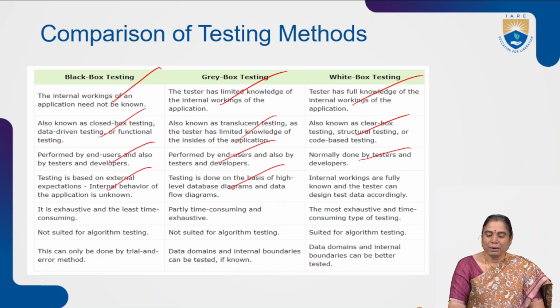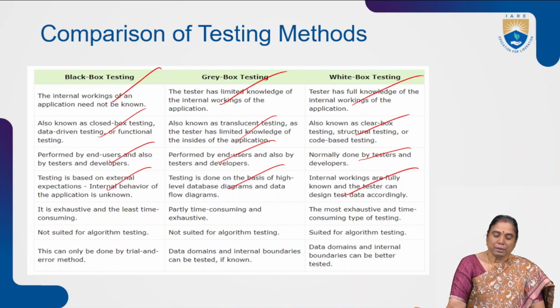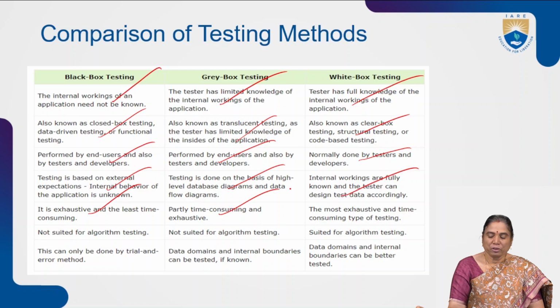In white box testing, the internal working is fully known, and the program structure, the working of internal control structures and loop structures are concentrated on. The least time is consumed in black box testing, grey box testing is partially time consuming, but white box testing is exhaustively time consuming.